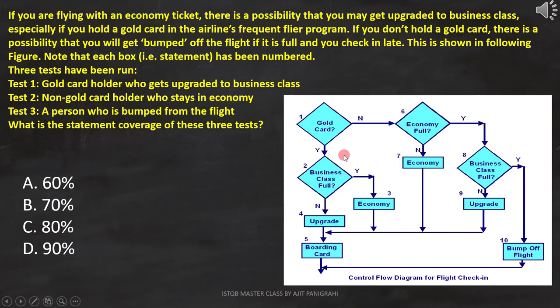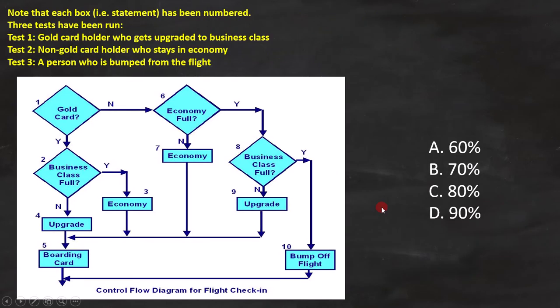Now let's analyze the flowchart based on the statements to get the correct answer. First point is, note that each box, or statement, has been numbered. This point is very important. Since this is a requirement, we have to consider all the numbered boxes as statements. For example, in the flowchart, numbers 1, 2, 4, and 5 boxes are statements as per the requirement.